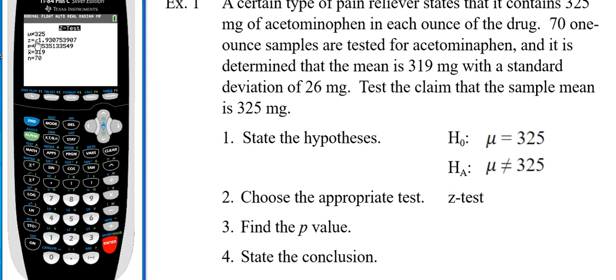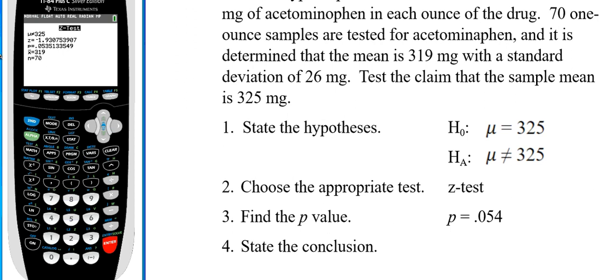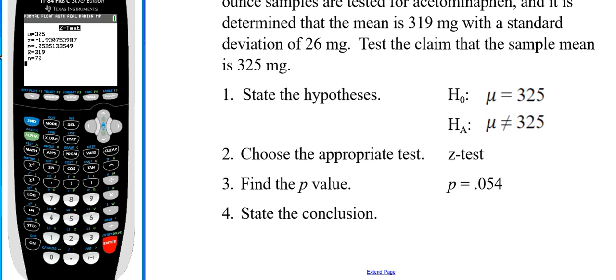Now, it gives us a bunch of information. What we really need is that p-value. Okay, and the p-value it tells us is p is about equal to 0.054. Okay, remember our two possibilities. If p was greater than 0.05, we do one thing. If p is less than 0.05, we do the other. Since p is greater than 0.05, we do not reject h sub o.